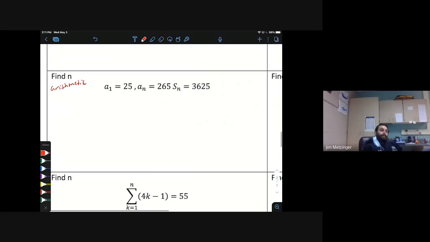All right. So these two stacked on top of each other are arithmetic, the ones to the right are geometric. So how would I find n with this kind of information? Well, we use our summation formula for arithmetic series. The sum of a finite number of terms is equal to n divided by 2 times a1 plus an. I simply just put the numbers in and solve. 3625 is equal to n over 2 times 25 plus 265. Solve for n.